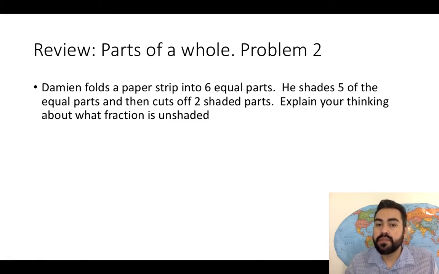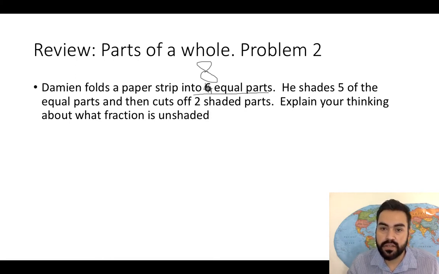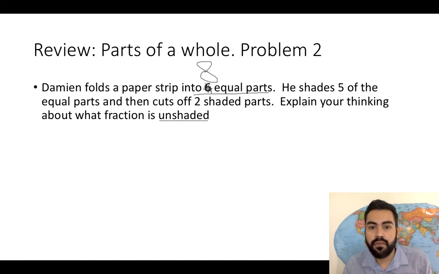So Damien folds a piece of paper strip into 8 equal parts. He shades 5 of the equal parts and then cuts off 2 shaded parts. So the only thing that changed was our initial step. So go ahead and draw the picture and explain your thinking about what fraction is unshaded. So be very careful not to get tricked up. So just look at how I did it with the 6 equal parts, but now you're doing 8 equal parts.